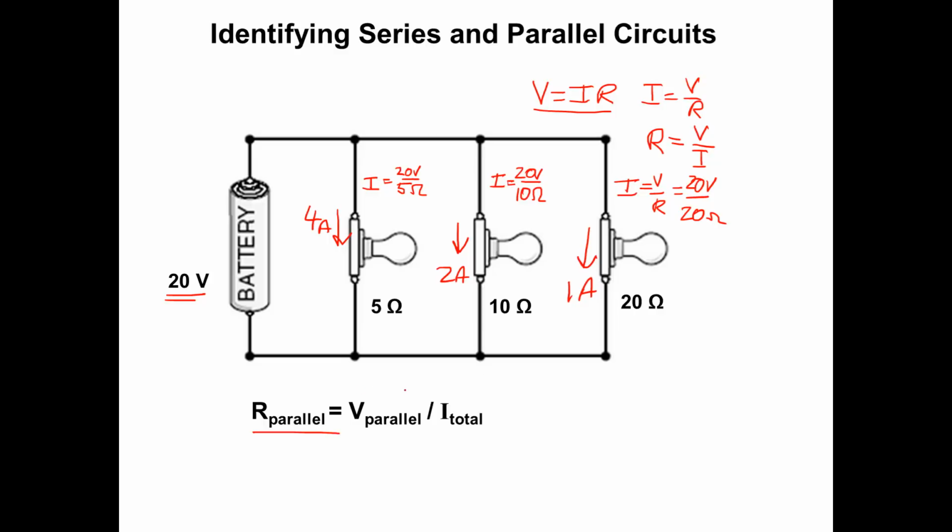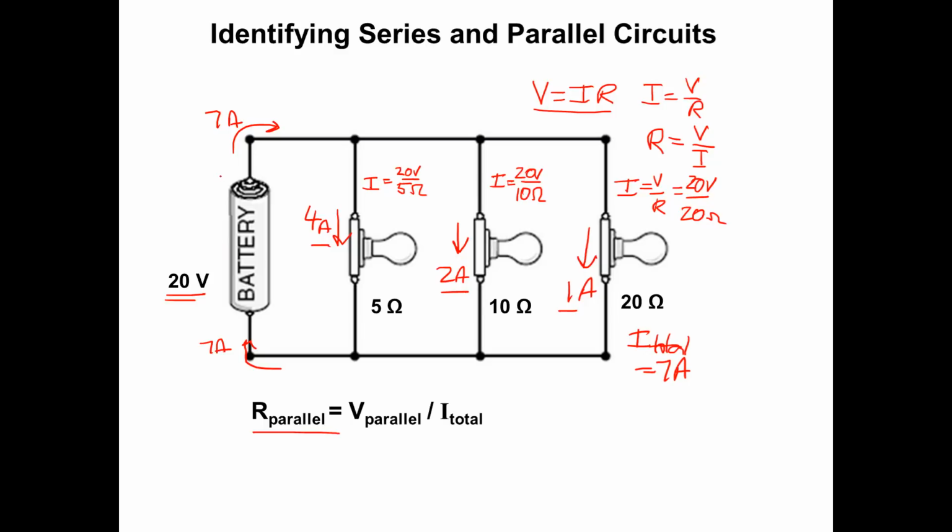So our total current, I total, is equal to 4 amps plus 2 amps plus 1 amp. 4 plus 2 is 6, plus 1 is 7 amps. So we know that there must be 7 amps leaving the battery, 7 amps returning to the battery.